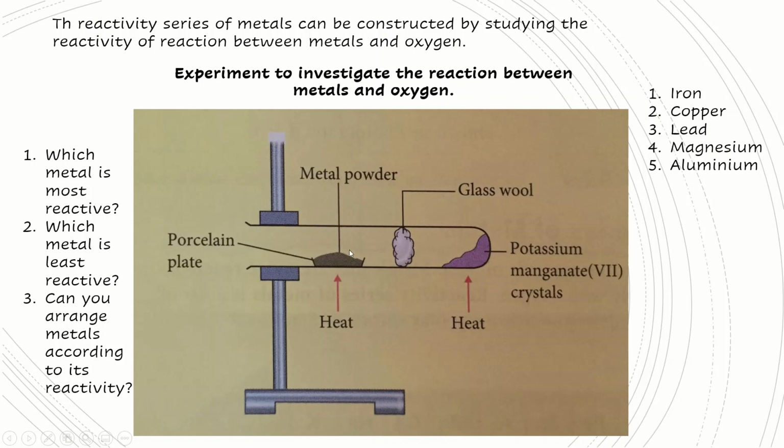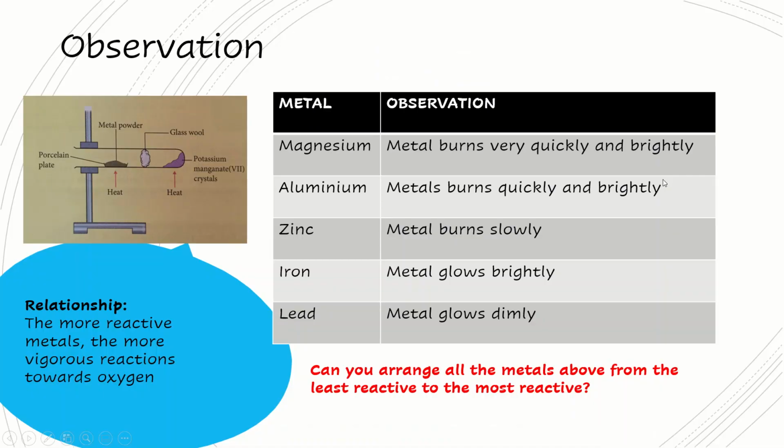So the iron powder and the oxygen will react together. And then we observe lah what will happen, what is the color, how fast the reaction. Okay, and then we replace the metal powder with copper. Okay, we repeat the same experiment, same procedure. Copper powder is placed dekat dalam porcelain plate ni, and then kita reactkan dia dengan oxygen. And then after that we replace dengan lead, magnesium, and lastly aluminium. Okay, and then we observe dan kita record data lah.